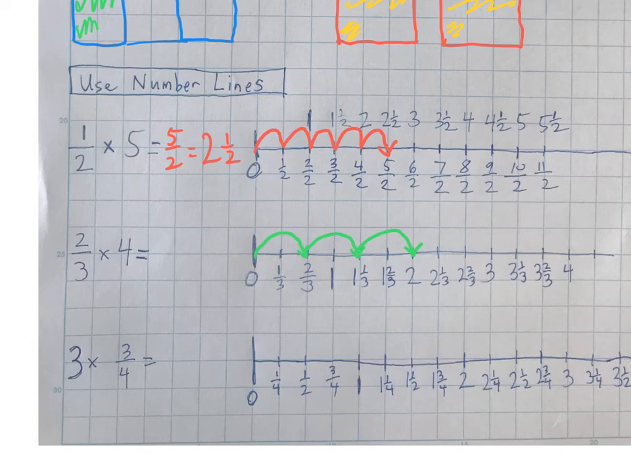Same thing down here. We've got 3 times 3/4. So we need to move 3/4 3 times. 1, 2, 3/4. 1, 2. And then you'll see the answer if you keep going of 3 times 3/4. What is that?